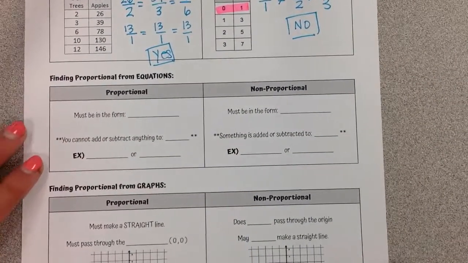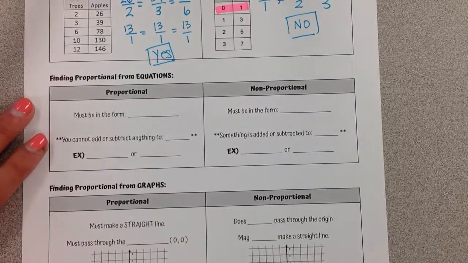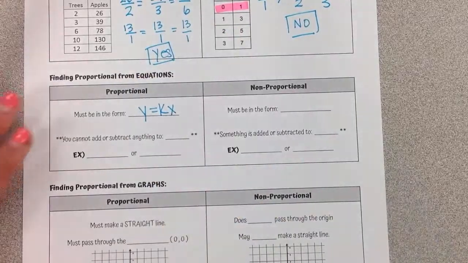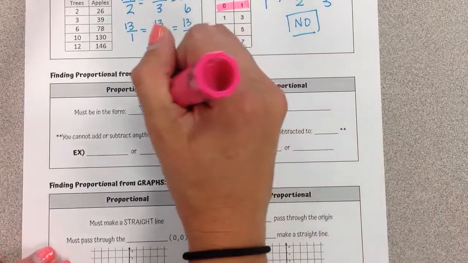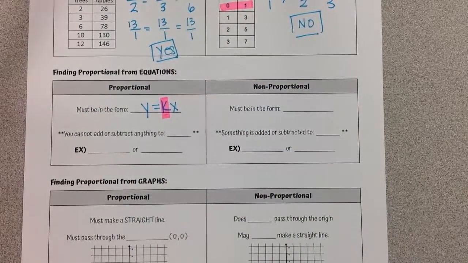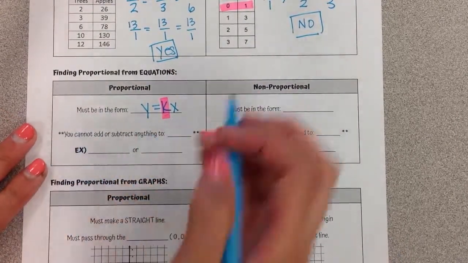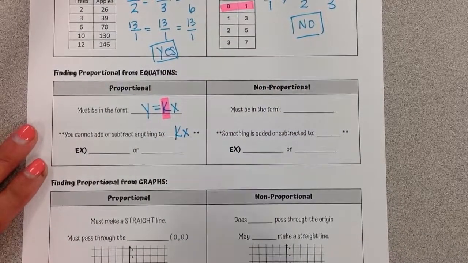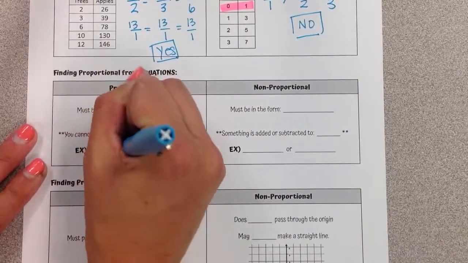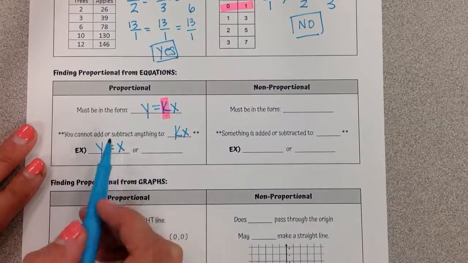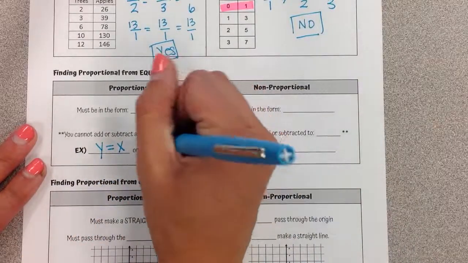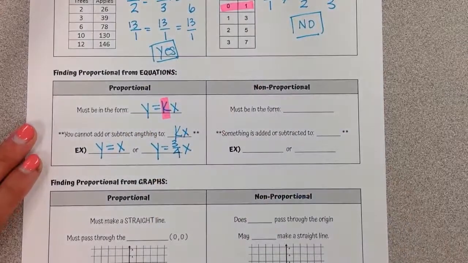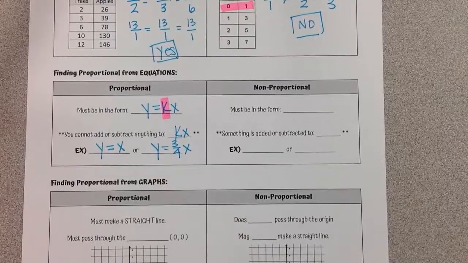Looking at given equations. If you're given an equation and it is proportional, it has to be in the form y equals kx, okay? Where the y and the x are there, and there's a number in place for the k, sorry. You cannot add or subtract anything to the kx value, all right? So for example, y equals x would be proportional. The k value is 1, even though it's not there. There's nothing added or subtracted. Or something like y equals 3/4 x would be proportional. There's no constant added or subtracted.